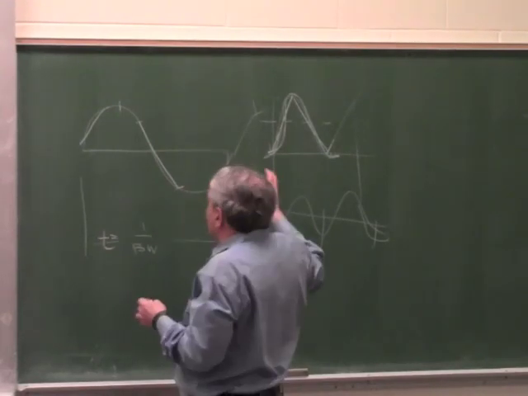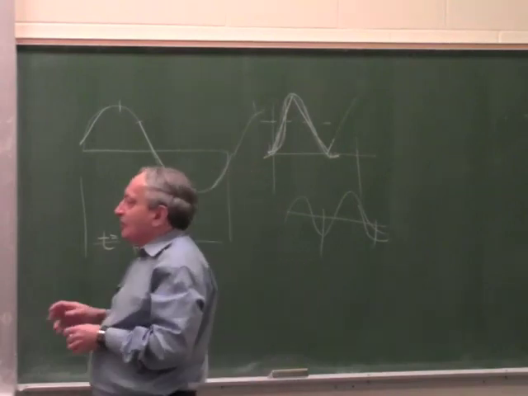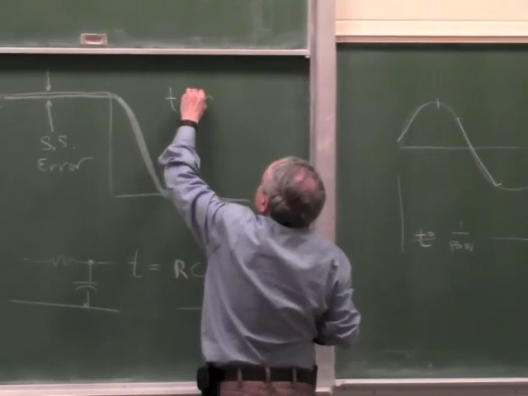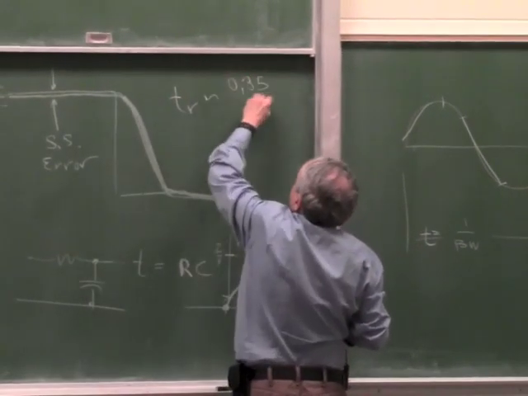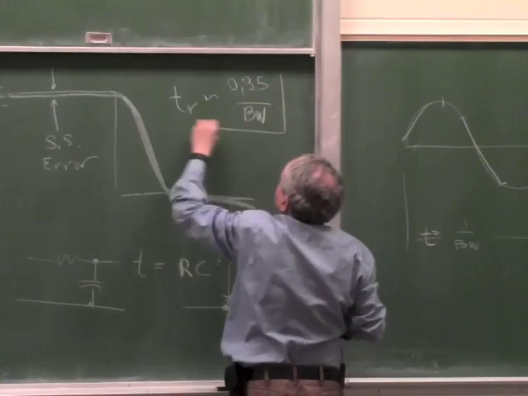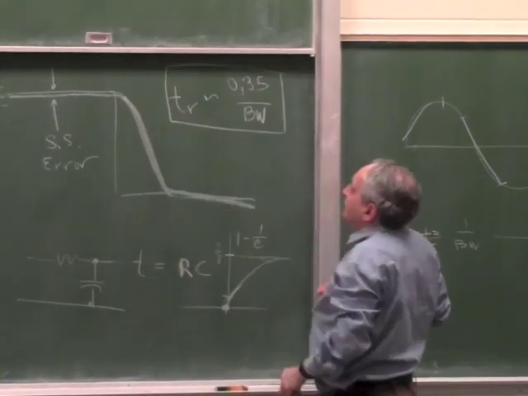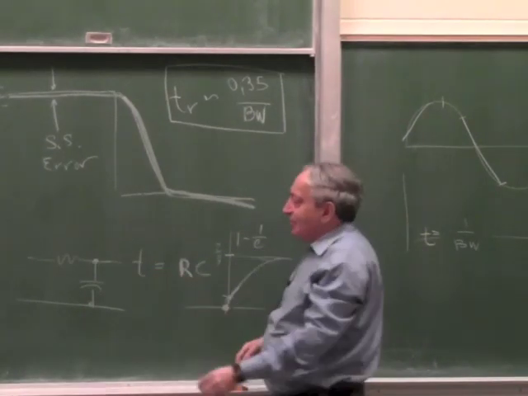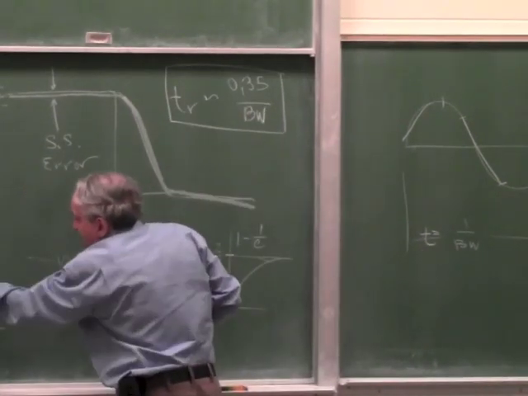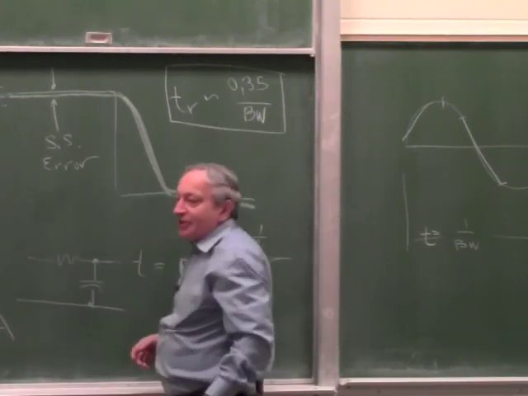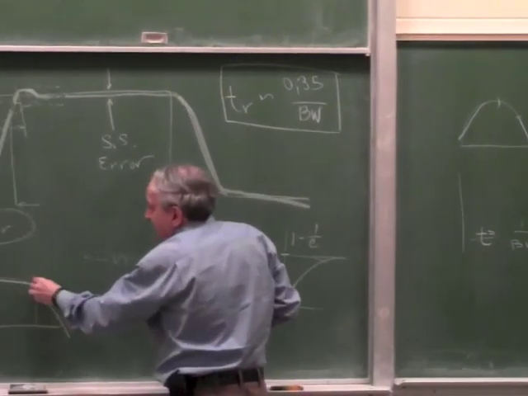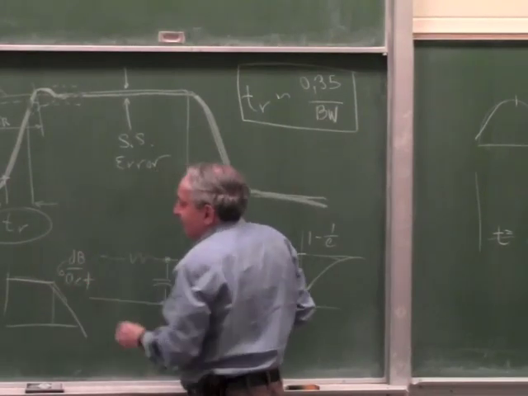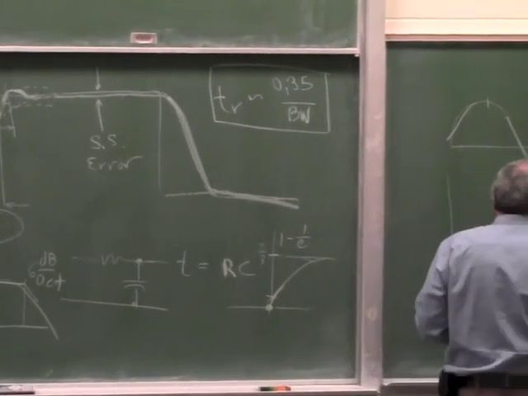So it turns out, if you calculate it more accurately, you find out that TR is roughly equal to 0.35 over bandwidth. Now this is exactly right in a simple system. A simple system meaning a single pole system, the systems which do this, 6 dB per octave, so flat, and this will be 6 dB per octave.